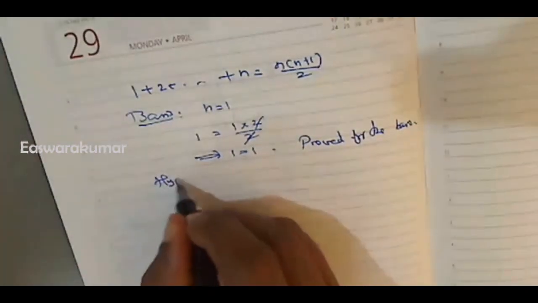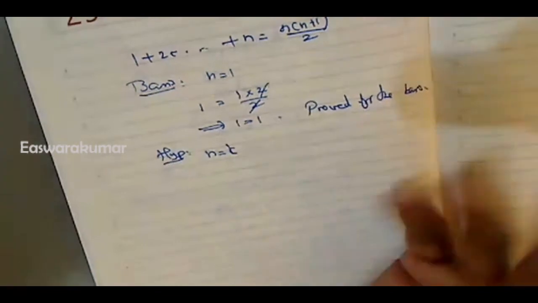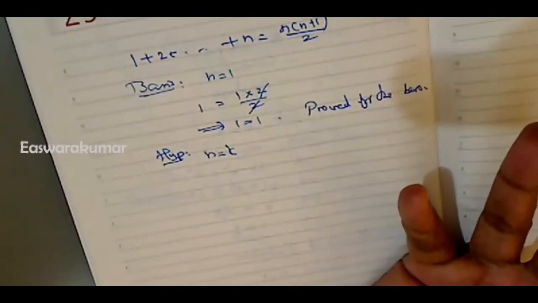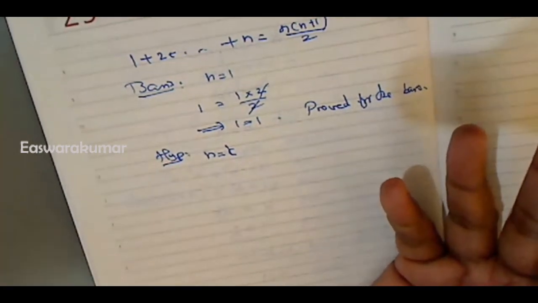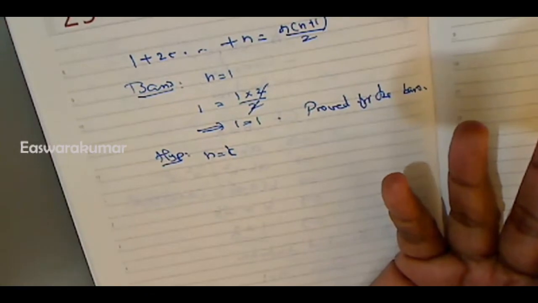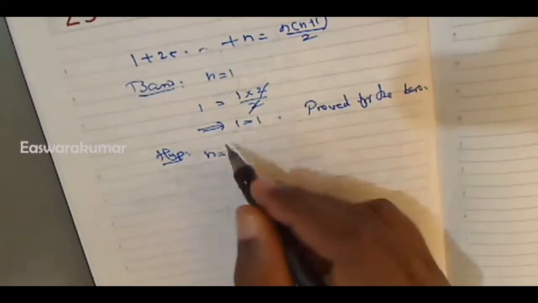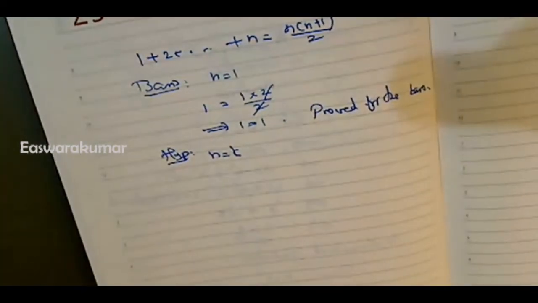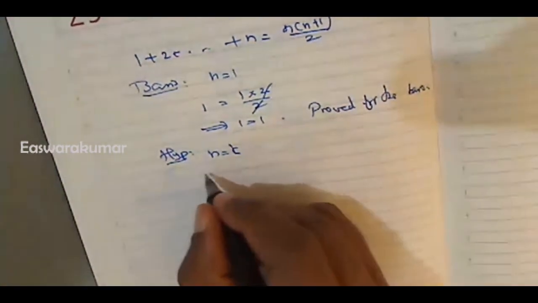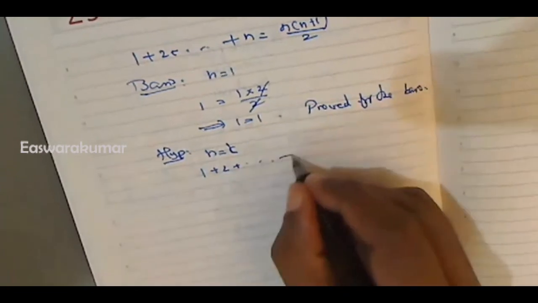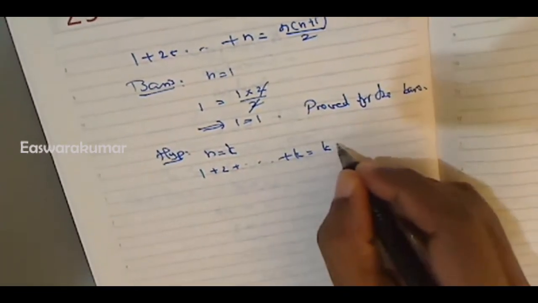Now the hypothesis, the assumption. We assume that it holds good for some k. This is only an assumption. Based on the assumption, we have to prove it. One more thing: whenever we are trying to prove it for k plus 1, we have to use this assumption, then only the statement is correct. If you are not using this assumption, then we cannot conclude. That's very important. So if you assume that it holds good for k, the statement is 1 plus 2 plus etc. plus k is equal to k into k plus 1 divided by 2.